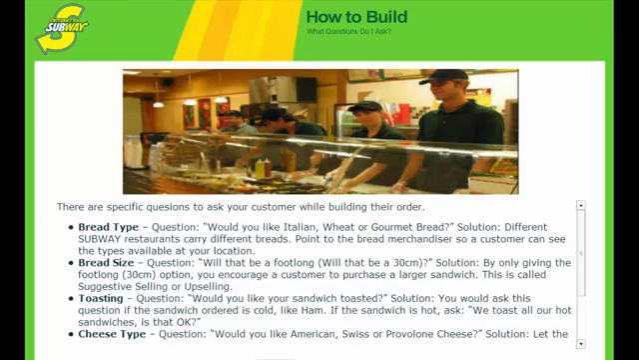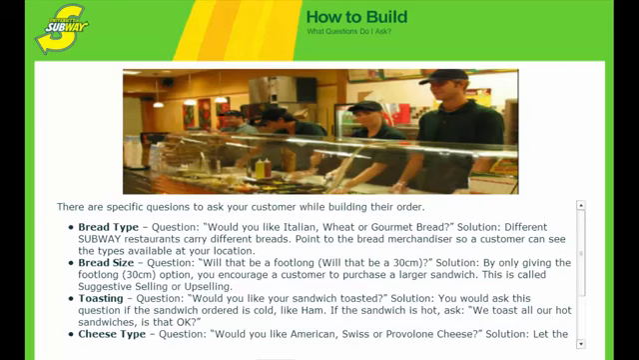Bread type. Question: Would you like Italian, wheat, or gourmet bread? Solution: Different Subway restaurants carry different breads. Point to the bread merchandiser so a customer can see the types available at your location.